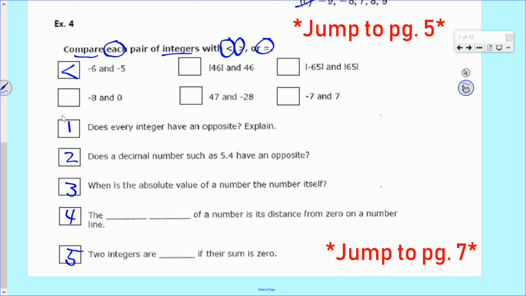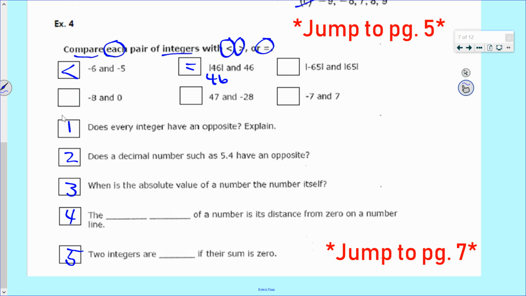Okay, is this number 1,046? Yeah, I think so. No, it's 46. What is it, Aisha? Awesome, that's the absolute value of 46. So the absolute value of 46 and 46, less than, greater than, or equal? Less than left hand, greater than right hand, equal. Looks like most of you got that. What's the absolute value of 46? 46. So 46 and 46, that's the same number. They're equal.